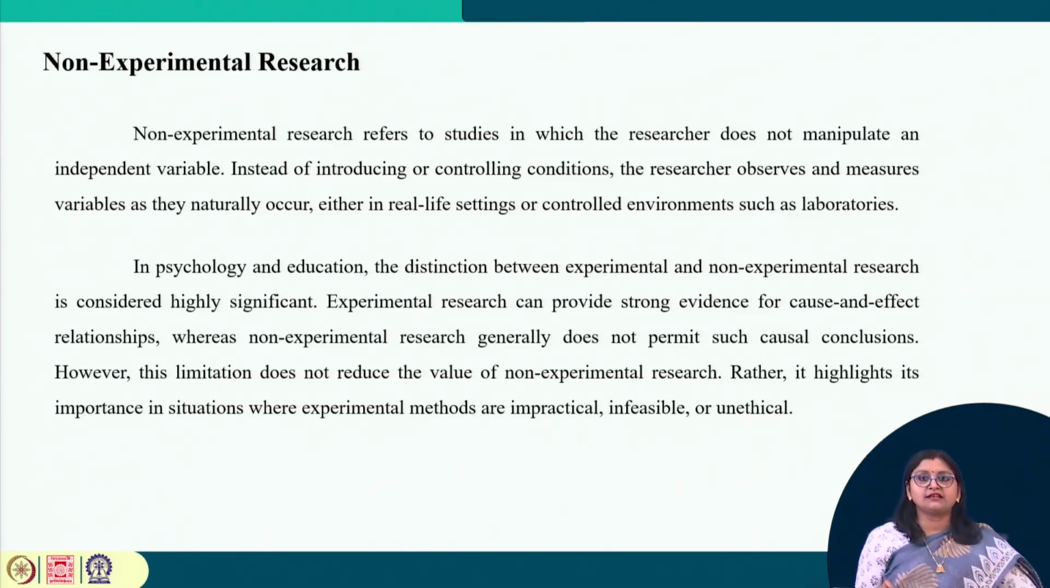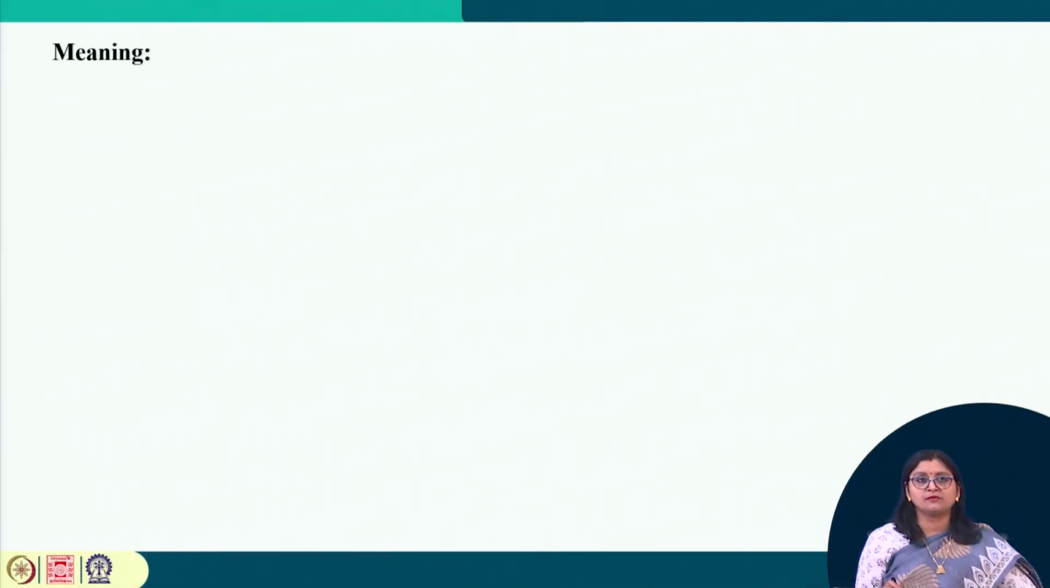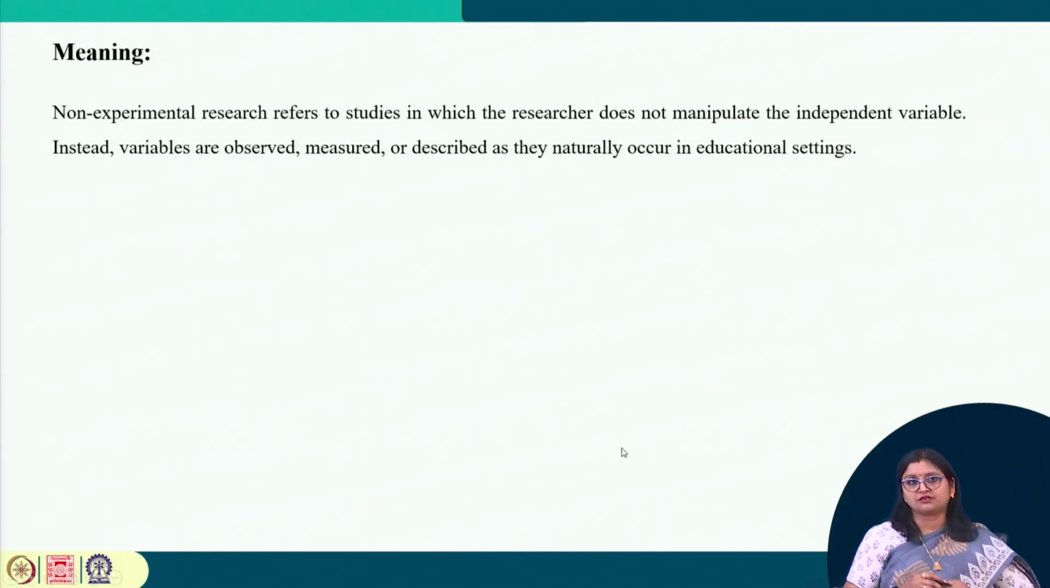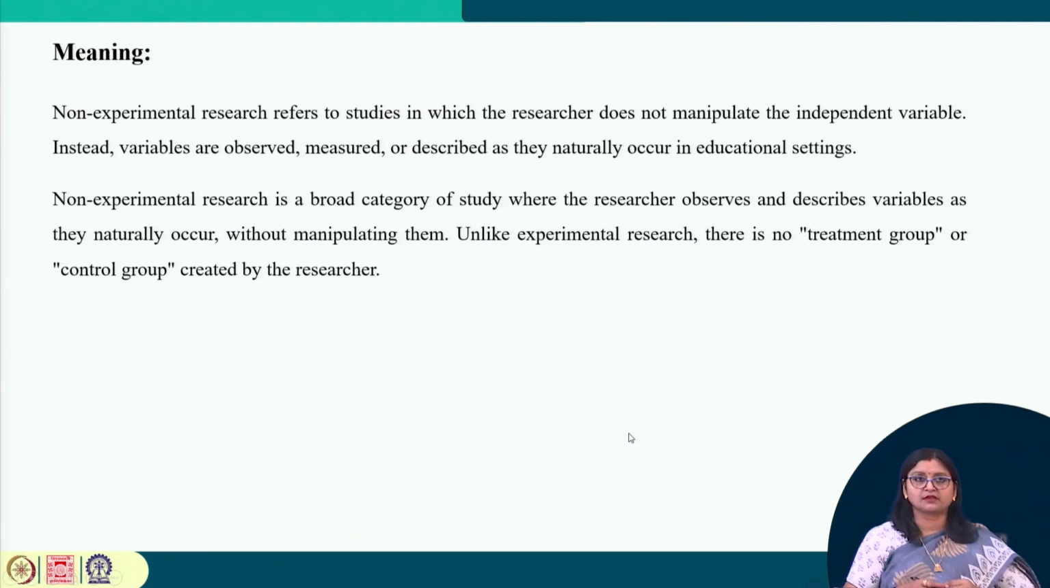Rather, it highlights its importance in situations where experimental methods are impractical, infeasible or unethical. So, where experimental research is not feasible or not possible, there we go for non-experimental research. By its meaning, it refers to studies in which the researcher does not manipulate the independent variable. Instead, variables are observed, measured and described as they naturally occur in the educational setting.